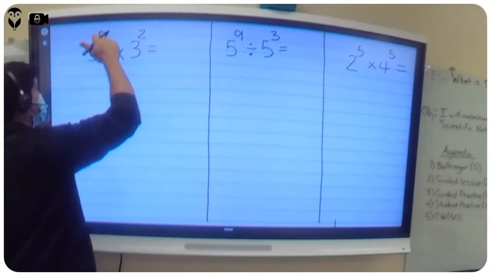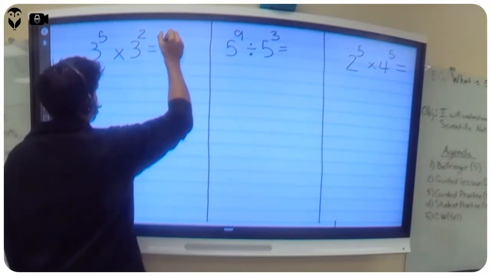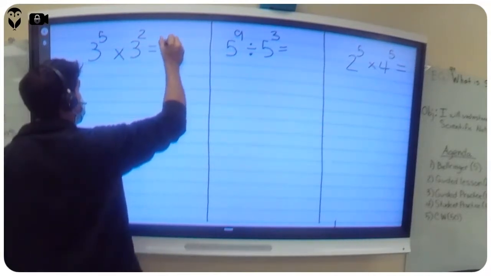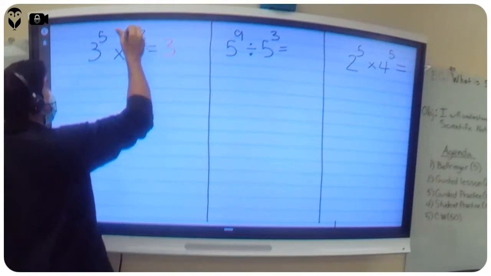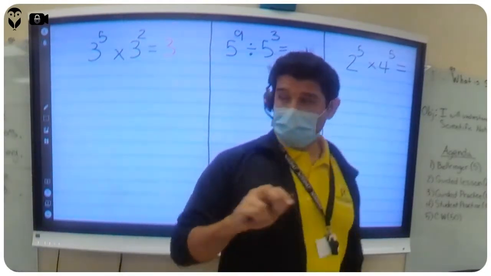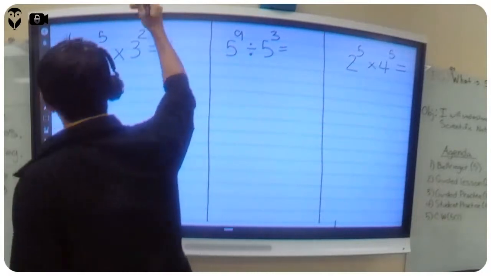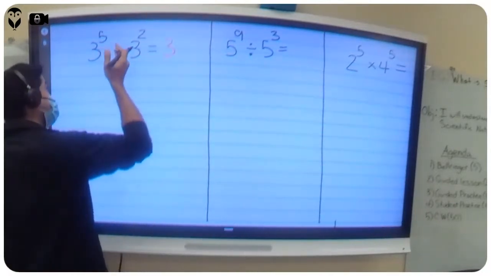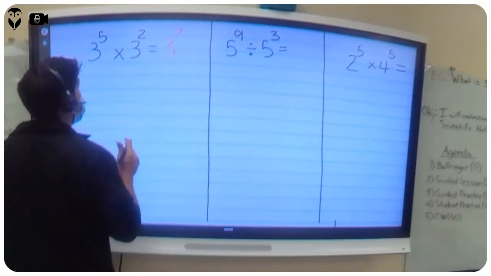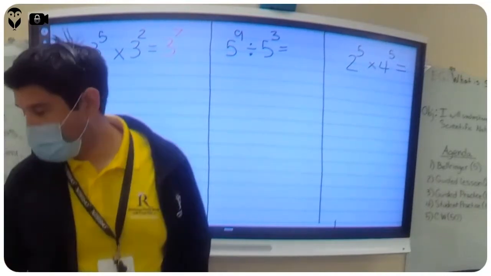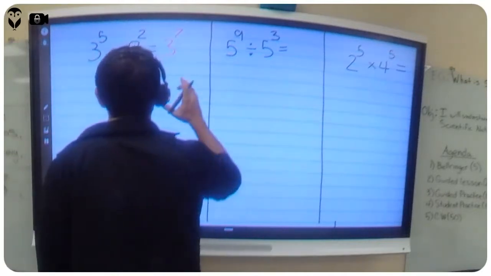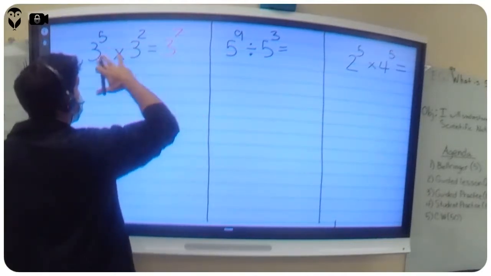Okay, the number 3 is consistent all the way through. So the answer is also going to be 3. Okay? And the exponents always do a step less than what you think they're doing. So it says multiplying. So what's easier than multiplying? Adding. So these top here are going to be adding, making 3 to the 7th power. Okay?